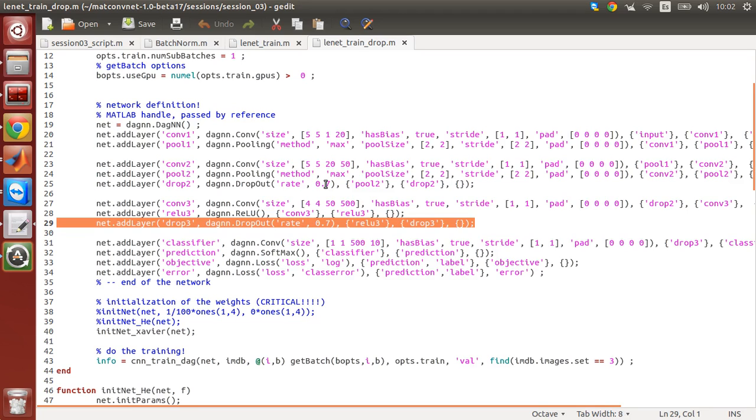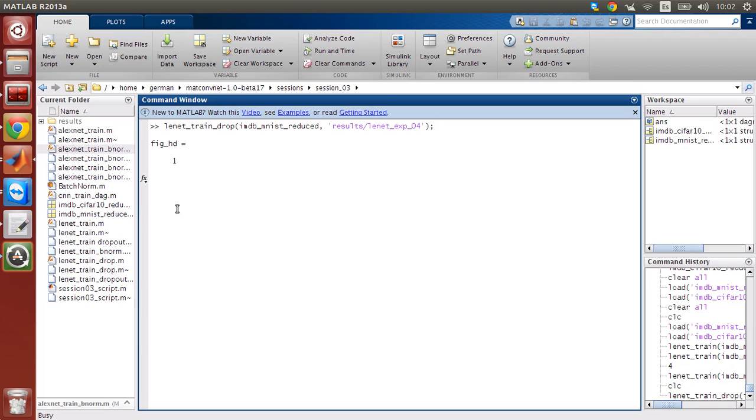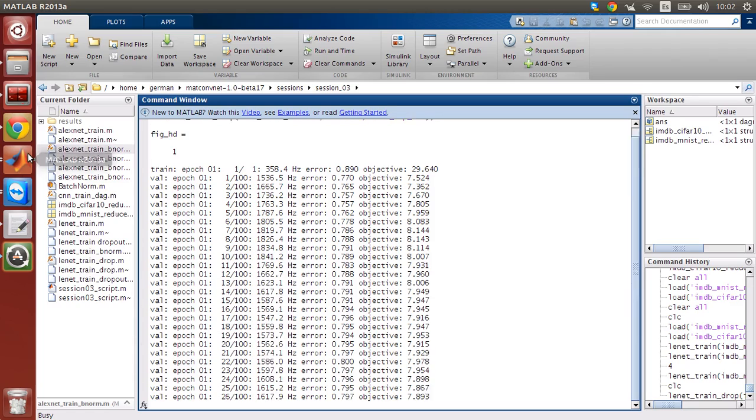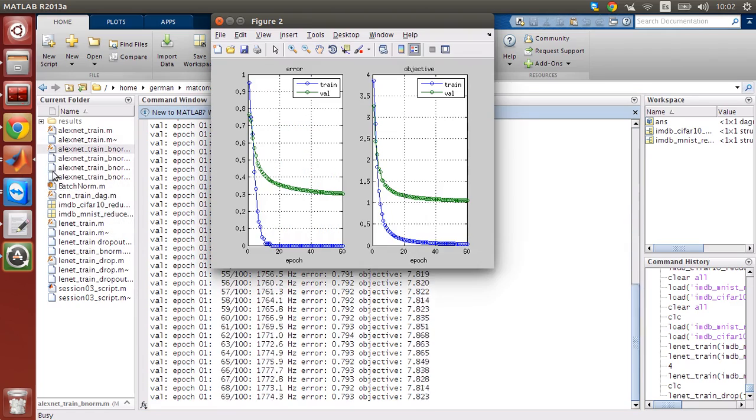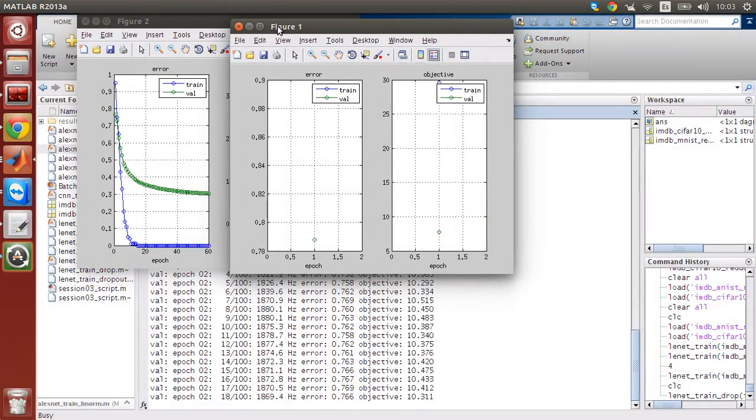This idea of dropout was introduced by Bengio, and I would recommend you to read the paper that you can find in the references. In any case, let's run this training. Let's keep using Hessians.